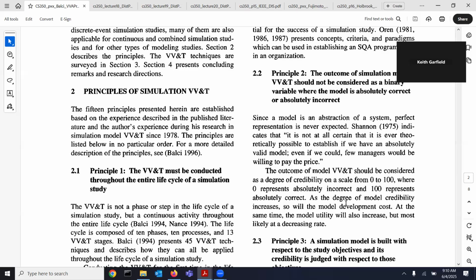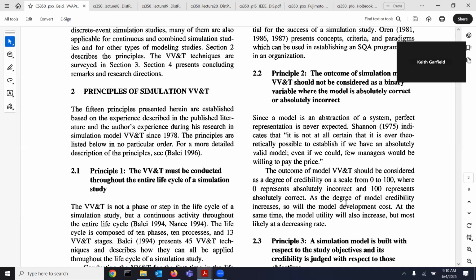Okay, we talked about this. The outcome shouldn't be considered as a binary value where the model is absolutely correct or incorrect. There's a range of correctness. We're all engineers in here, we all understand. No, wait, you're computer science, right? Well, close enough. In the engineering world, we talk about engineering accuracy. If we get within 10%, we're happy as ducks as engineers.